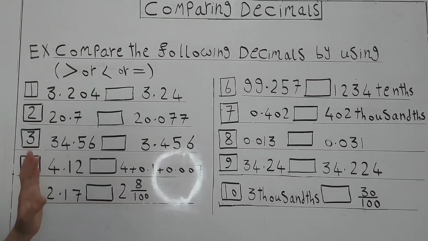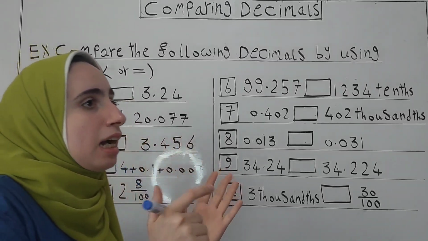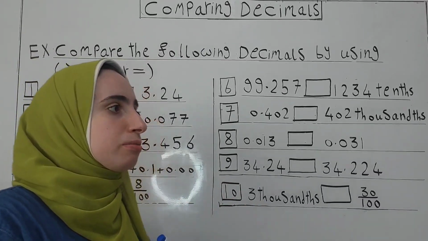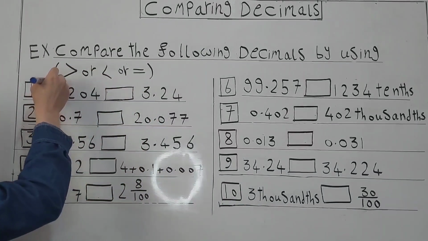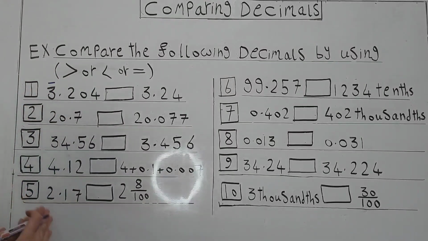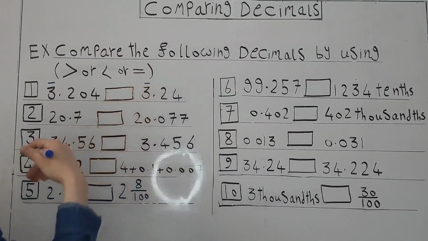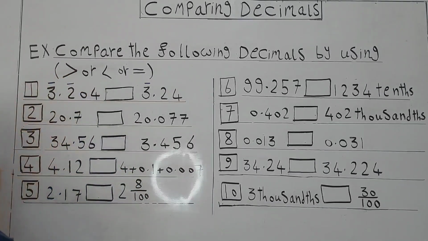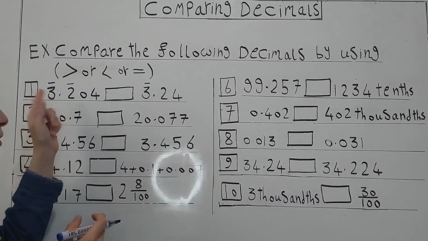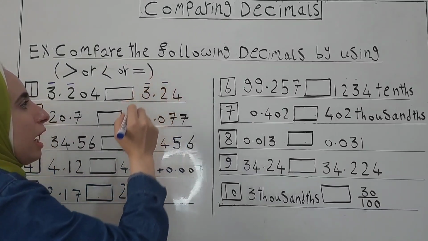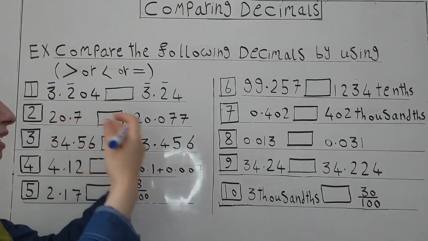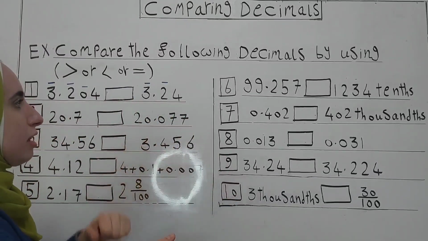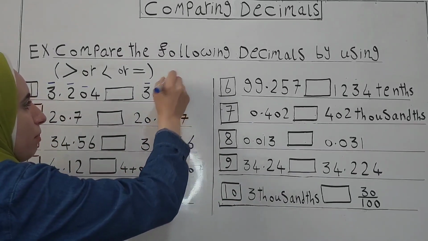Number 1. At first, we put our eyes on the left, on the integral part, and make a comparison between them. We have 3 in the first number, and we also have 3 in the second number. They are the same, so go to the next digit. In the decimal part, we have 2, and in the second number, we also have 2. Go to the next digit. The next digit is 0, and the next digit in the second number is 4.